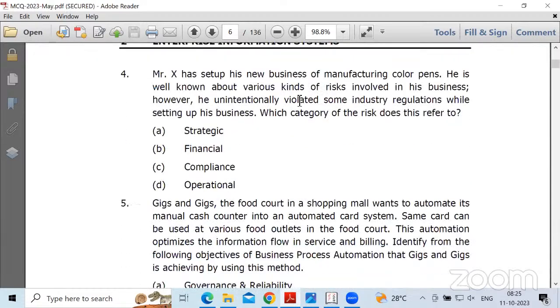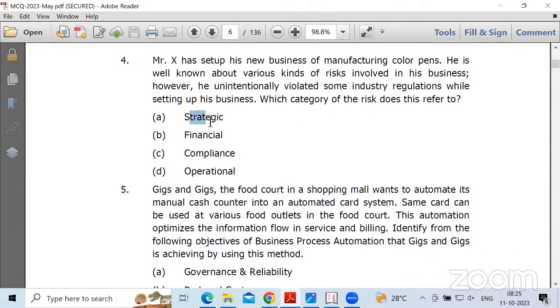Next, X has set up a new business of manufacturing color pens. He is well known about various kinds of risks involved in his business. However, he unintentionally violated some industry regulations within setting up of his business. So the point is violated some industry regulations. Which category of risk does this refer to? Strategic, financial, compliance, control. Sorry, operational.